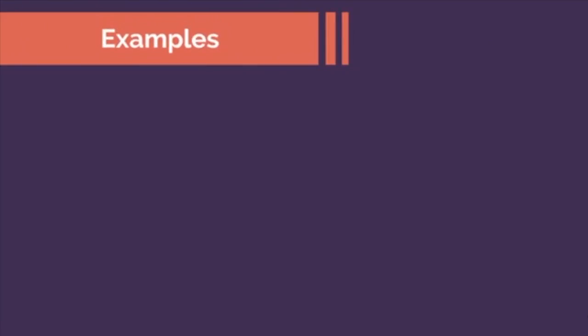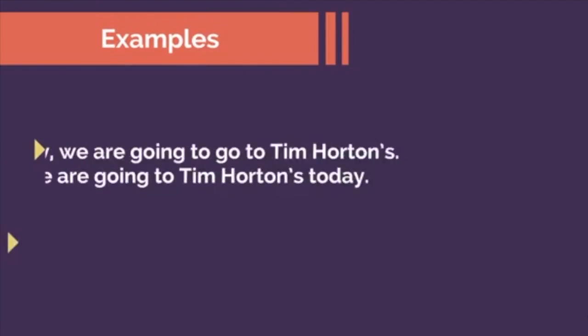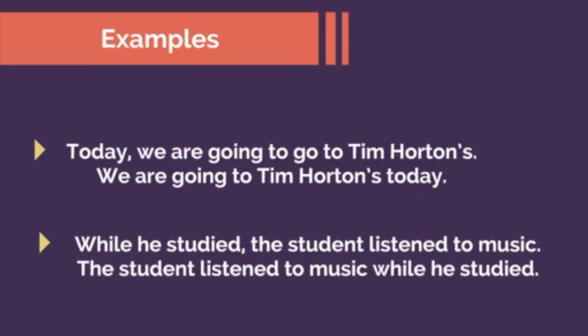For example, if your mom asks you what you're doing after school with your friends, you would have to say, "Today, we are going to Tim Hortons." But if you put "today" at the end of the sentence, you would not need a comma. We are going to Tim Hortons today.